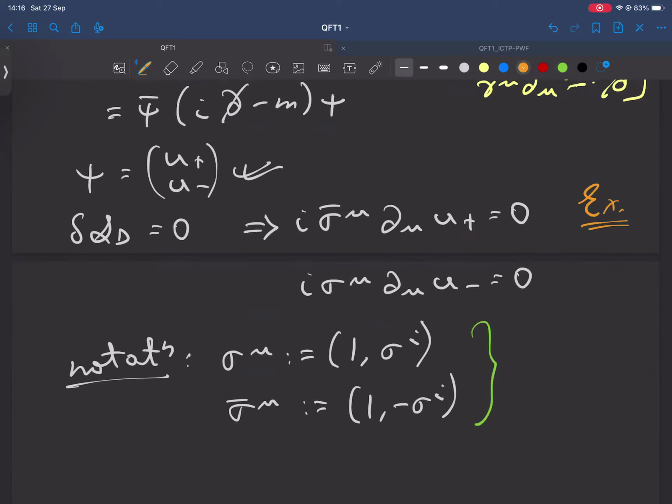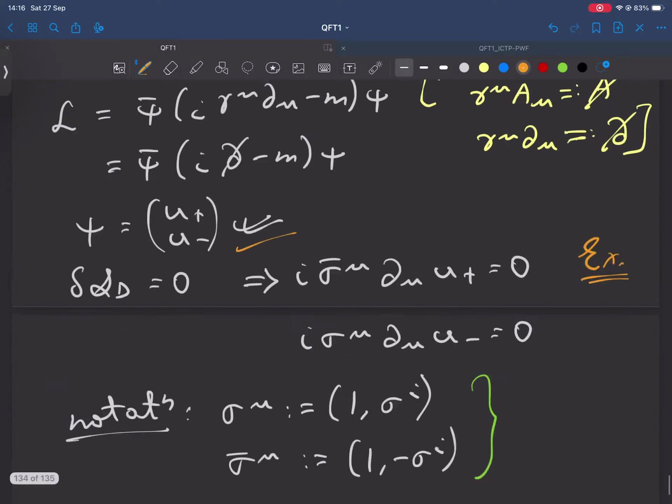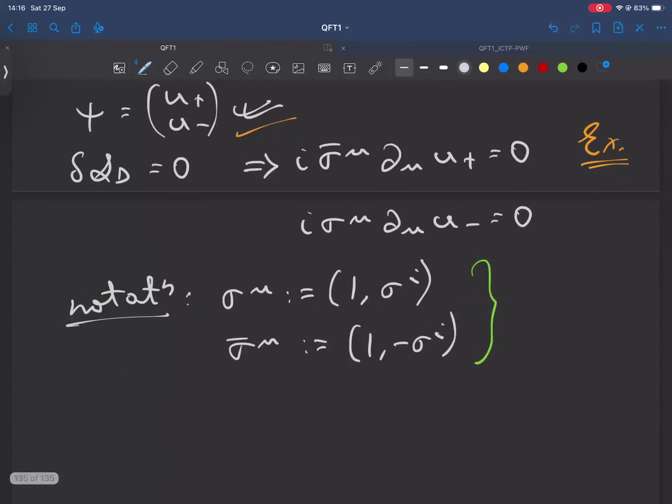With this you can easily show that you take the Dirac equation, plug in this two component spinor representation of the Dirac spinor, and you get the equation of motion for each two component spinor, u plus and u minus. Now we will see why they are called u plus and u minus and how it is related to chirality or handedness.